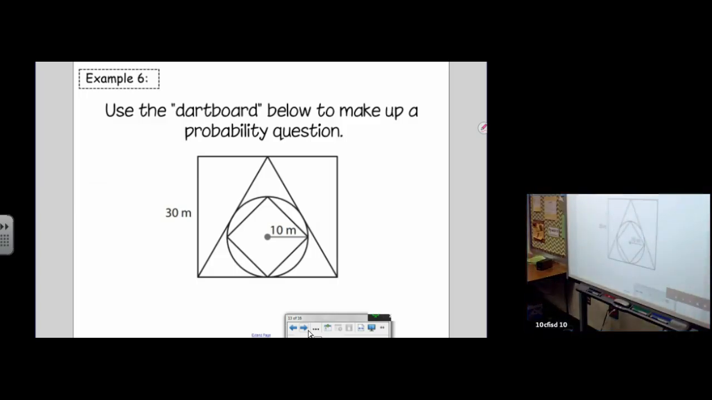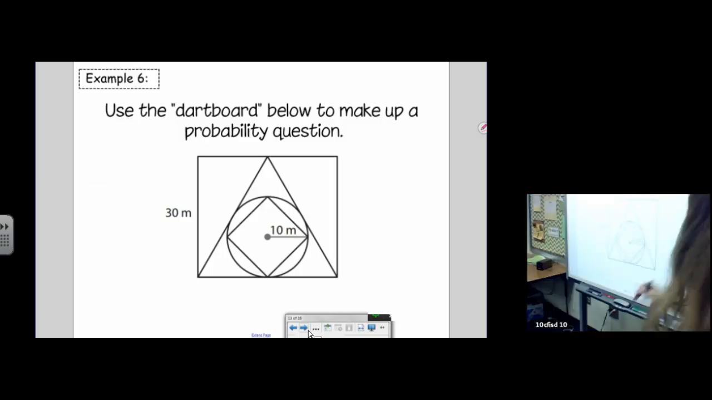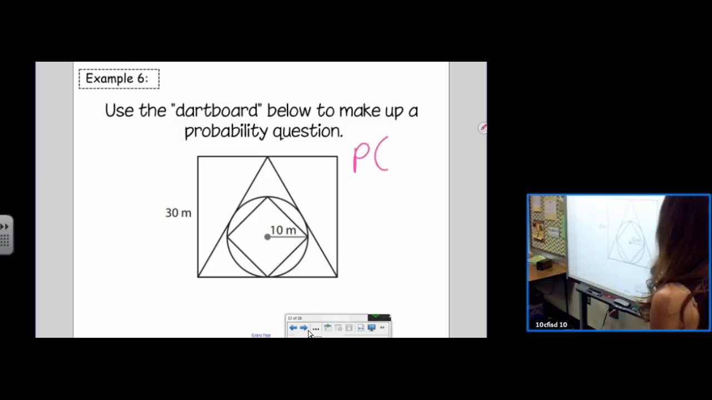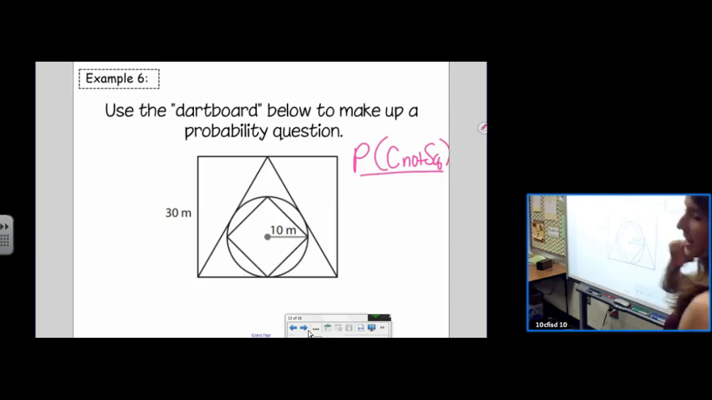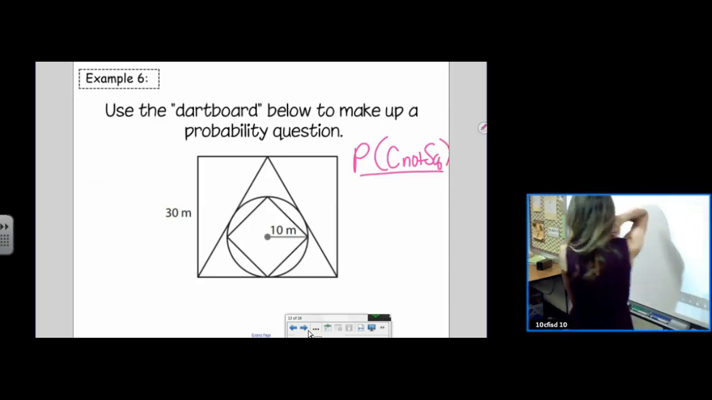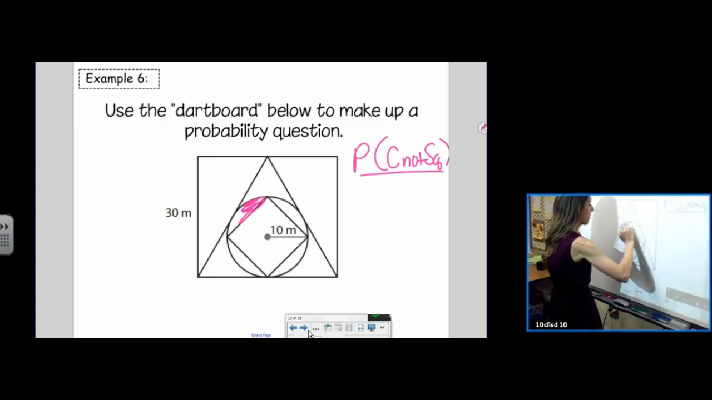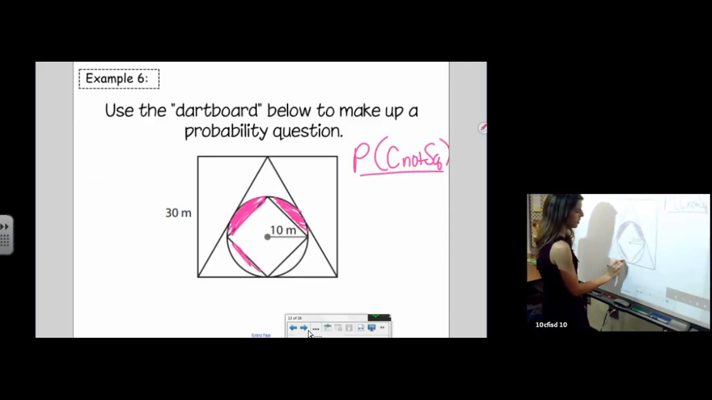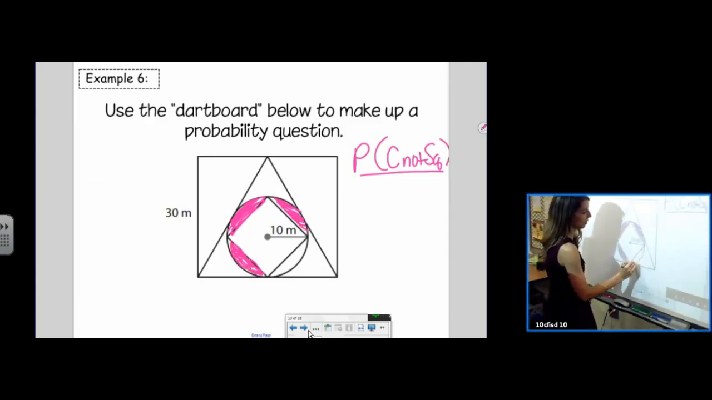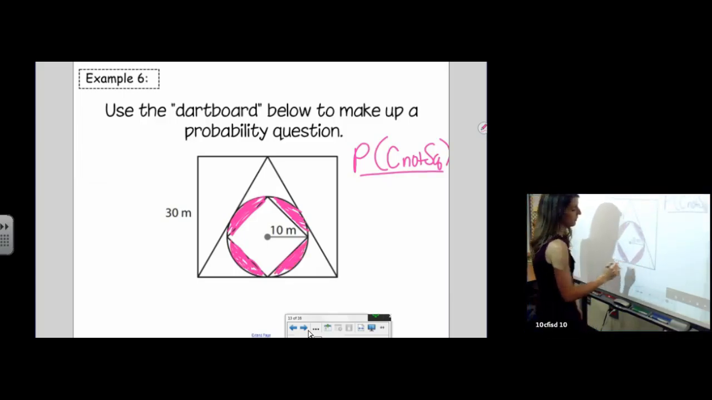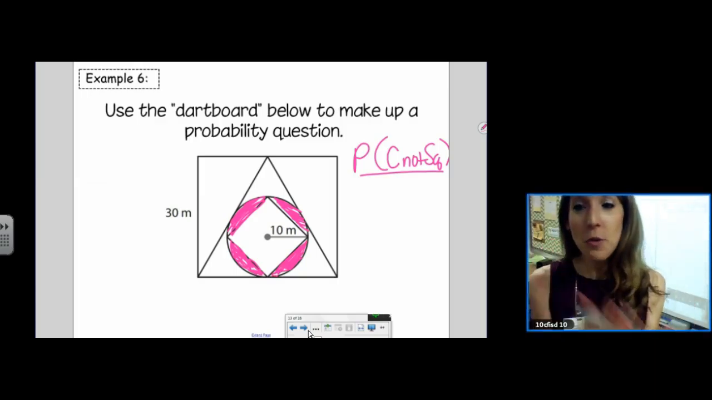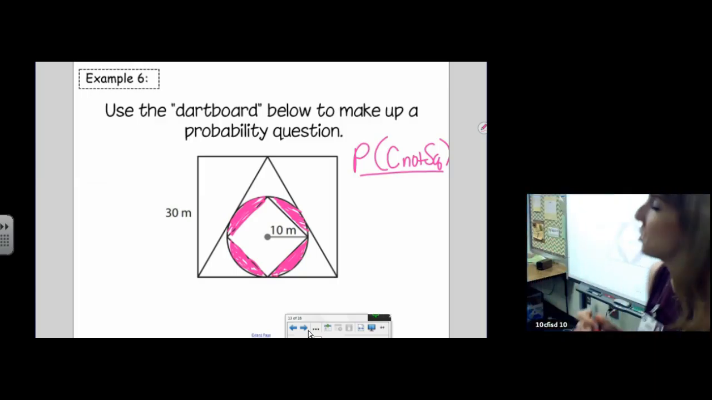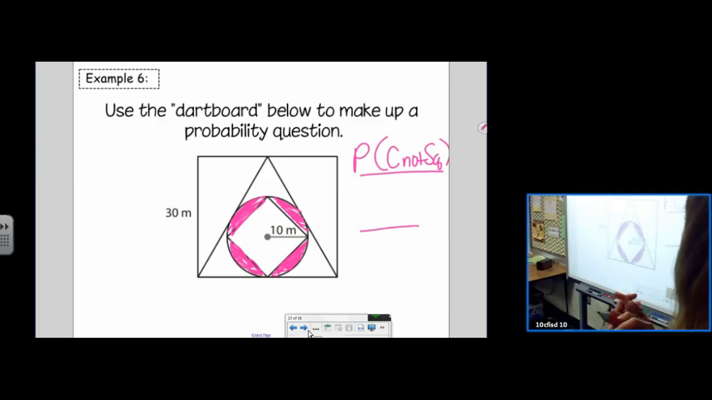Okay, last one. Use the dartboard below to make up a probability question. Let's make one up together. We'll do probability of landing in the circle, but not in the square. You don't have to write it like this; I just made up that notation. We throw a dart at our dartboard, and what's the probability that we land here? You should be able to calculate any of these areas. This is called geometric probability. It's a fancy way of just saying put the area of where you want to land over the total area. Let's do the total area first. What is the area of that dartboard?